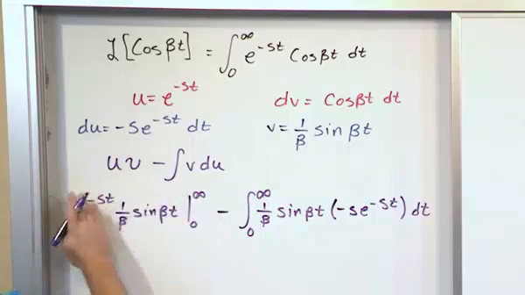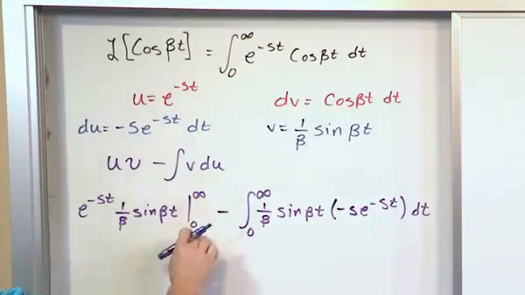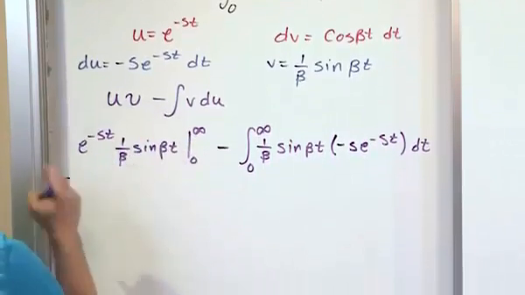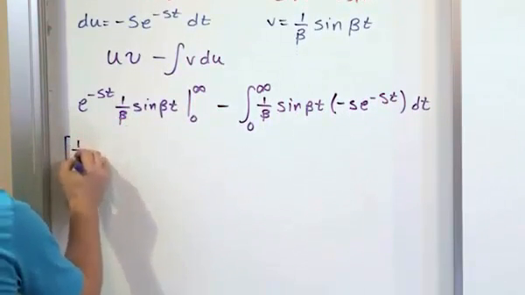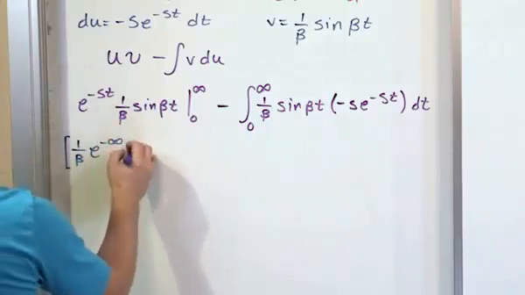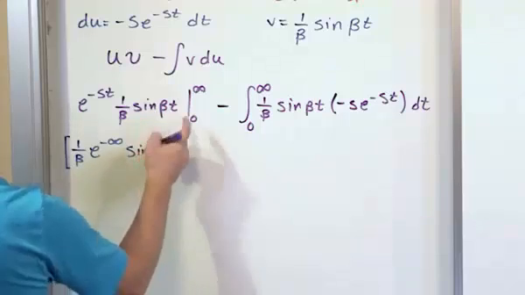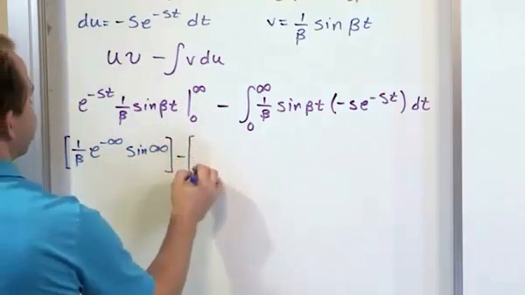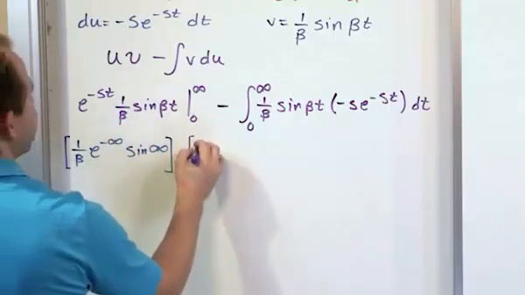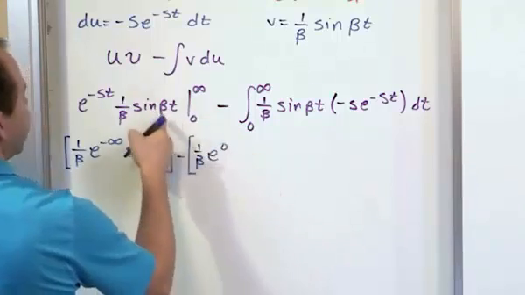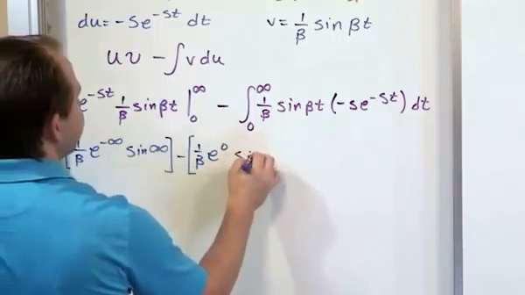So what I'm going to do here is evaluate this at infinity and 0. So I open a bracket, and then I say, all right, at infinity, I'm going to have the 1 over beta, let me just put out in front, and then I'll have e to the negative infinity plugging in here, and then sine of infinity when I put infinity inside of that, right? And then I subtract off from that, putting in 0. So I'll have, again, 1 over beta from this, and then this will be e to the 0, and then this will be sine of 0.